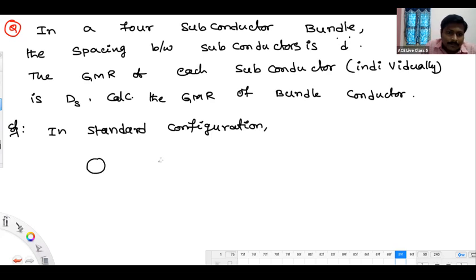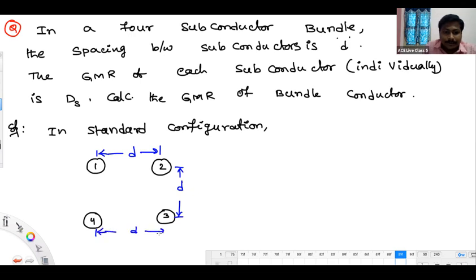This is subconductor 1, subconductor 2, subconductor 3, subconductor 4. And the distance between the subconductors, how much is it? Small d. This is the way we have to consider the problem. Kindly observe here. This is the meaning of the subconductor spacing. Subconductor spacing is small d. Okay, and you have to find the GMR of this bundle.